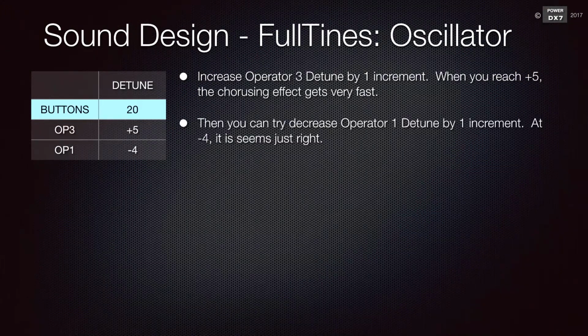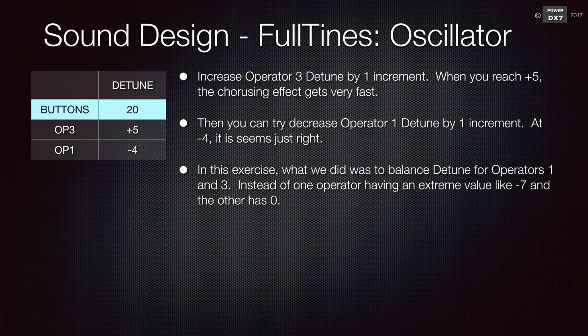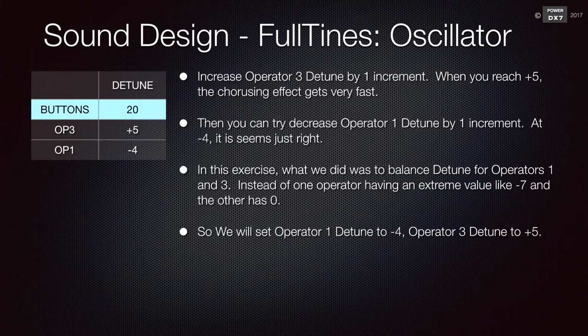Then you can try decreasing operator 1 detune by 1 increment. At -4, it seems just right. In this exercise, what we did was to balance detune for operators 1 and 3. Instead of one operator having an extreme value like -7, we adjusted 2 operators with medium detune level opposing each other. So, we will set operator 1 detune to -4 and operator 3 detune to +5.